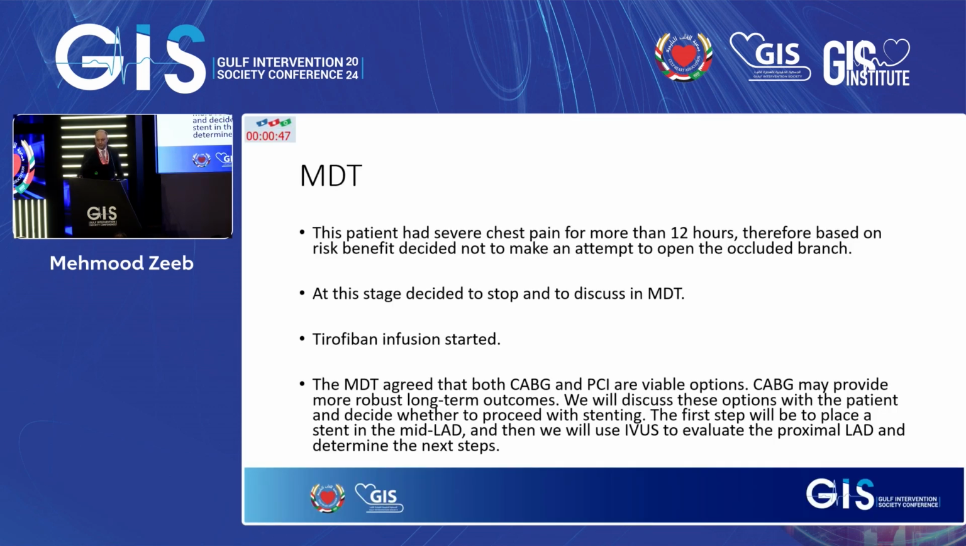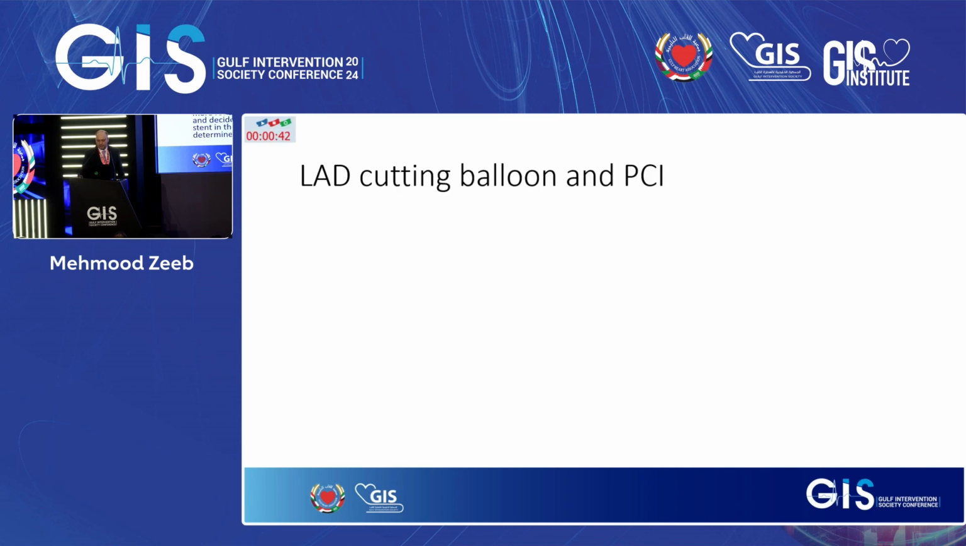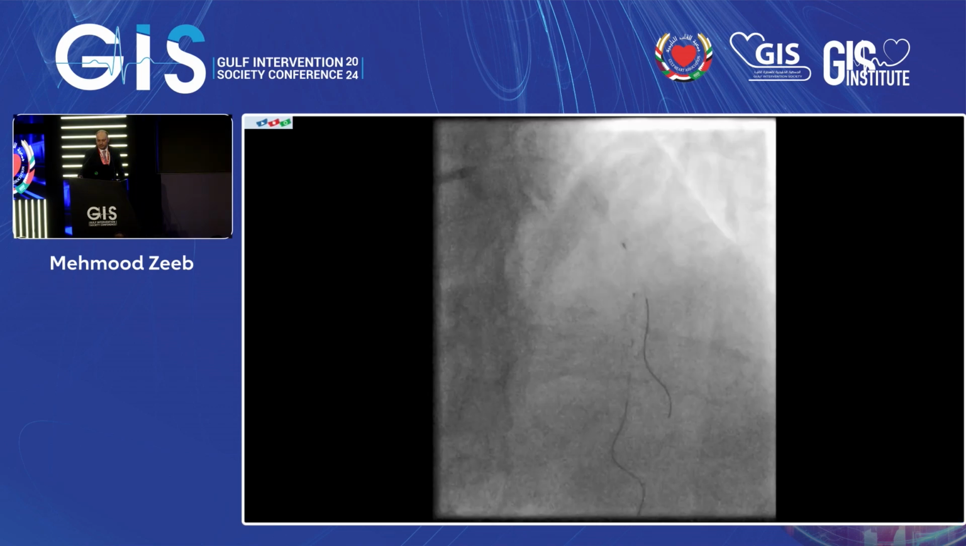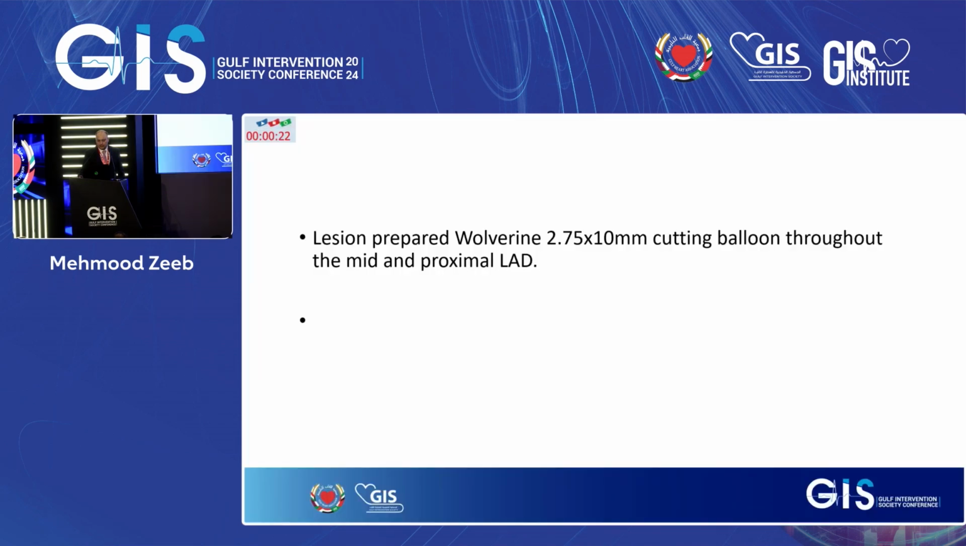So MDT discussion was again made, and they recommended to go for bypass operation. Patient declined, patient wanted to go for PCI, therefore I treated the LAD with a cutting balloon. For pre-dilatation, initially I started off with a semi-compliant balloon 2.5 by 15. However, it failed to dilate, so IVUS was performed, which showed significant calcification throughout the LAD. And then I treated the lesion with a Wolverine 2.75 by 10 millimeter cutting balloon.